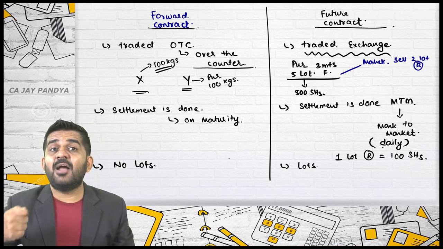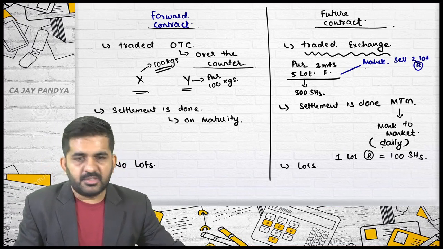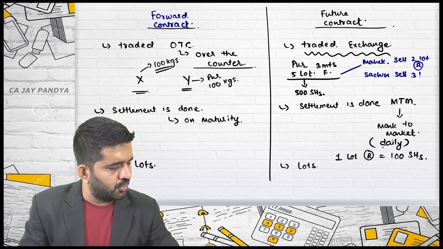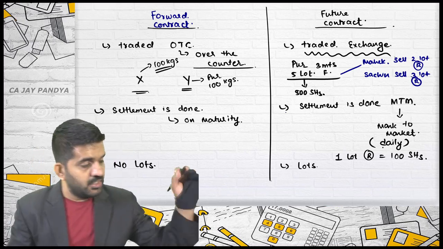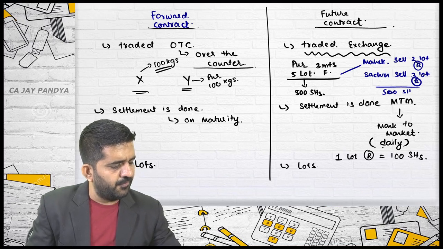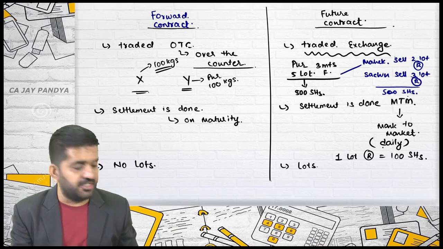Can he sell? The answer is yes. Is it alright? Sachin wants to sell 3 lots of Reliance. Can he sell? The answer is yes. What they are selling in total is 500 shares.